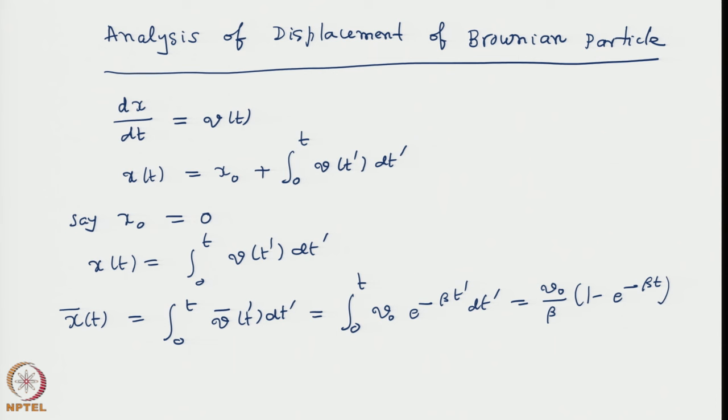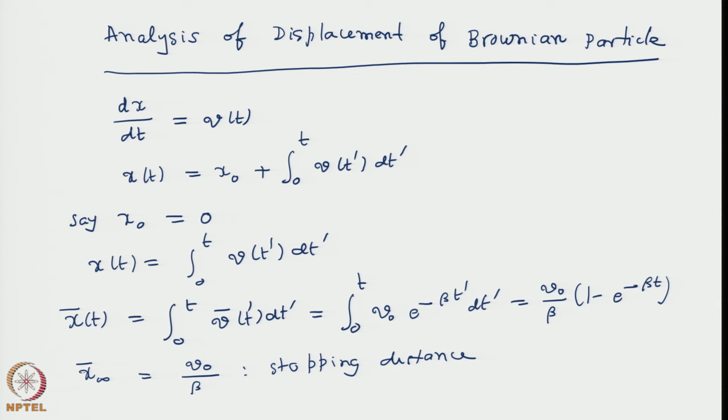So, all that it says is starting from 0, as t tends to infinity, the particle eventually gets displaced from its original position through a distance of v0 by beta. So, x bar at infinity is v0 by beta. In some specific literature, particle mechanics literature, this is called the stopping distance. This is the distance at which the particle, a projectile, stops.